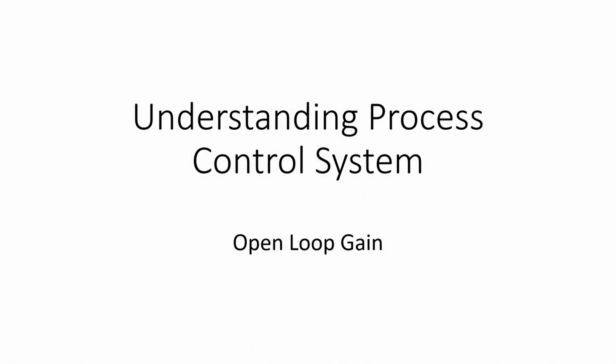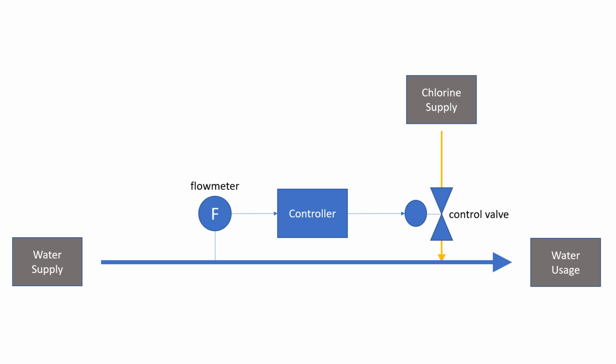In this video we will explain about open loop gain in a process control system. The explanation starts with a bare minimum system to emphasize the effect of controller gain, and eliminate other contributing parameters. Here is an example of a simple open loop control system.